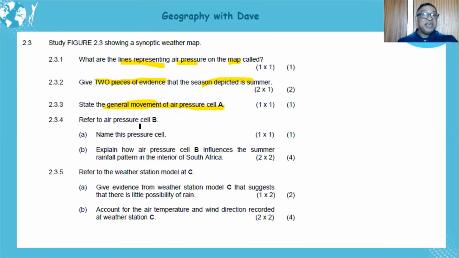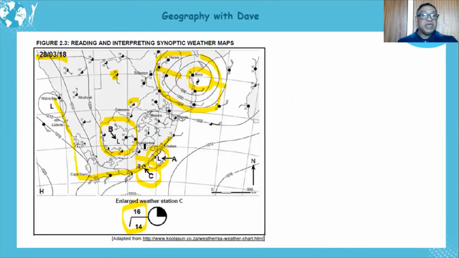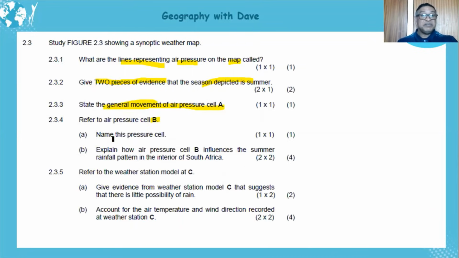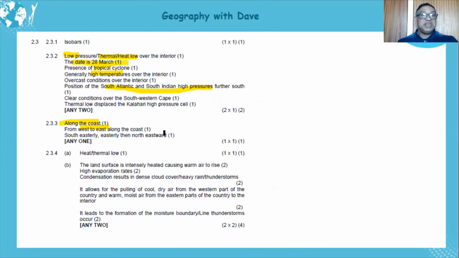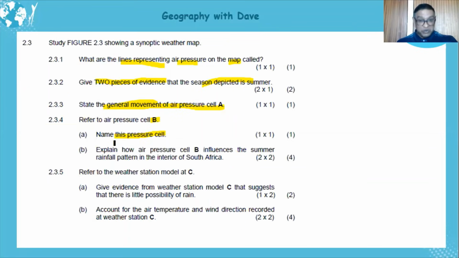Be careful, eh? Refer to air pressure cell B. Okay, there's B here. You know it's your thermal low, eh? All right. And it says, name this pressure cell. Can you see it? You got it here. Heat low or thermal low. All right. Because it's associated with the heat down there. Air is rising because it's hot, and therefore it's making it a low.